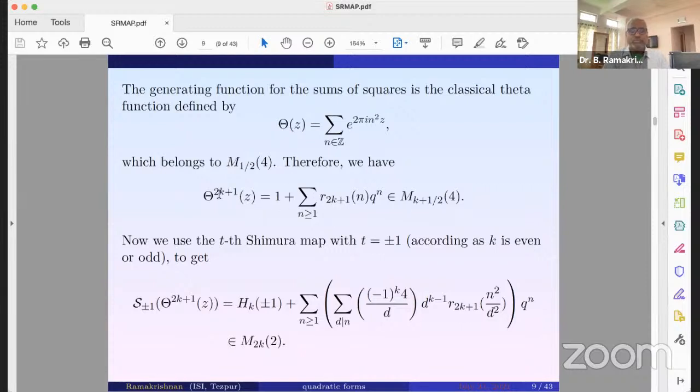Therefore, if I apply the Shimura map on that, this is mapped to the integral weight space M_2k of level 2. If I apply the S_d, then we have the coefficients r_{2k+1}(n^2/d^2) appearing on this side, which is a modular form of weight 2k and level 2. So if I find a basis for this particular space and express the whole thing in terms of the basis on the right hand side, then compare the n-th Fourier coefficients and take the Mobius inversion, finally we obtain r_{2k+1}(n^2). That is a simple method you can use.